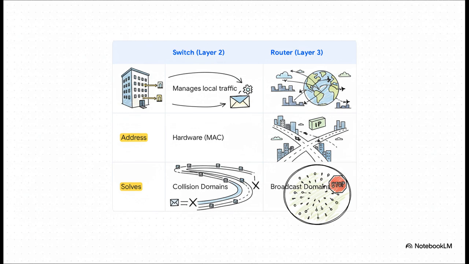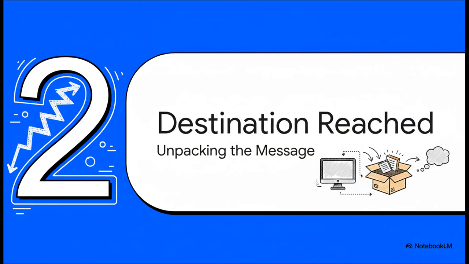It connects different networks together, like an airport hub directing flights between cities. It uses the big picture IP address and, crucially, it stops all that noisy broadcast traffic from spilling over from one network to another. So, after zipping across the internet, our little packet finally arrives at its destination.